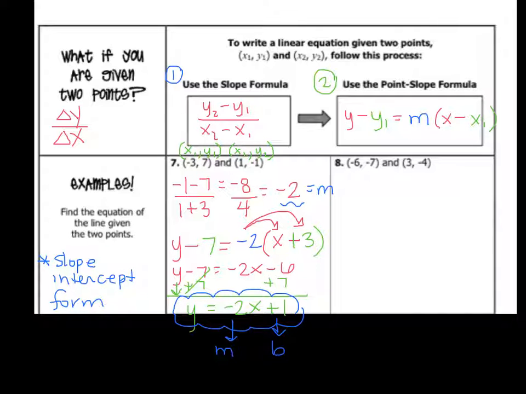I'm going to do the same process for number 8. So step 1, I went ahead and labeled my points. I have my x1, y1, and I have my x2, y2. The next thing I did is ask myself, how do I get from negative 7 to negative 4?